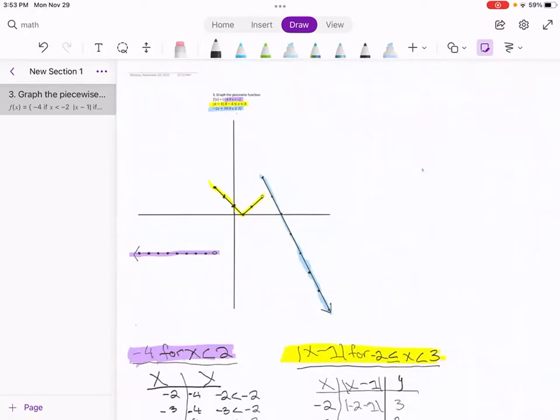And this is how you find graphs when given the equations.